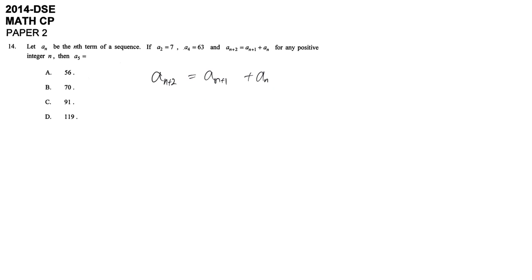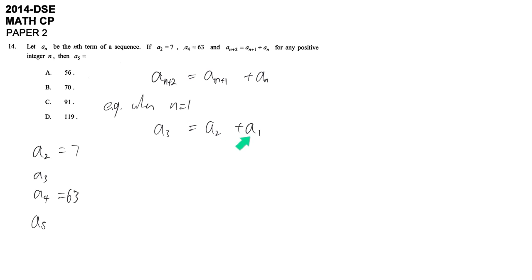For example, when n is 1, that means a_3 is equal to a_2 plus a_1. But don't forget that our target is a_2, a_3, a_4 to a_5. And what we have is a_2 equal to 7, a_4 equal to 63. And then we are going to connect 2 and 4 together. So we don't consider 1, and then we will consider when n is equal to 2.